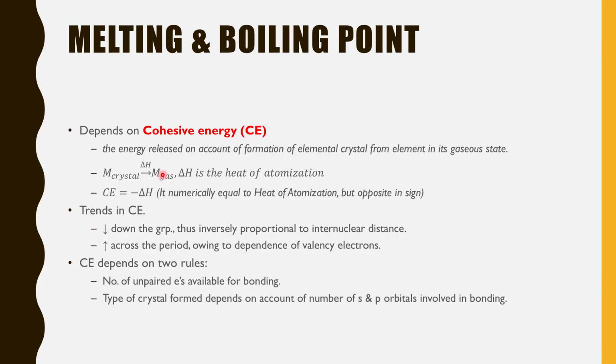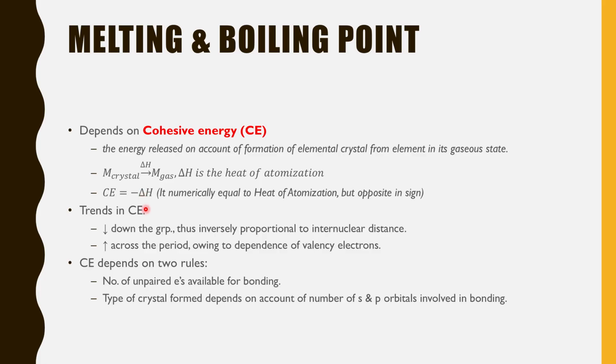Okay, so the heat of atomization is an endothermic process. However, the reverse of this process would be an exothermic process. So for that reverse process from an atomic state to a crystal state, what is the energy released? That is what is termed as the cohesive energy. So that's what I have said, that cohesive energy is equivalent to heat of atomization but with an opposite sign.